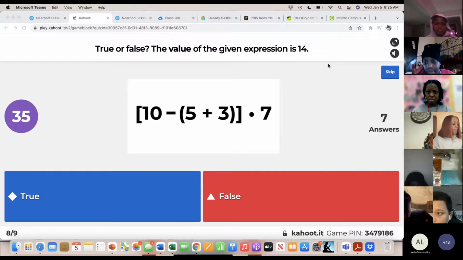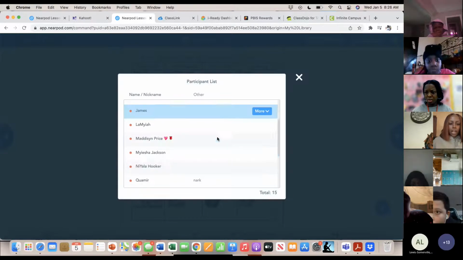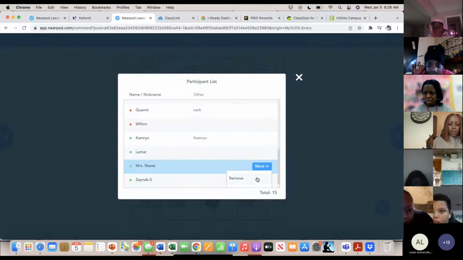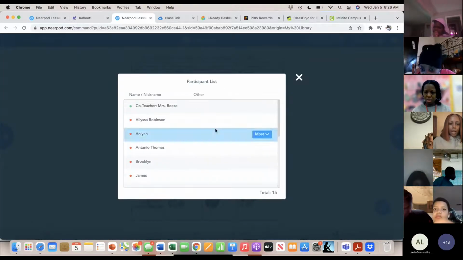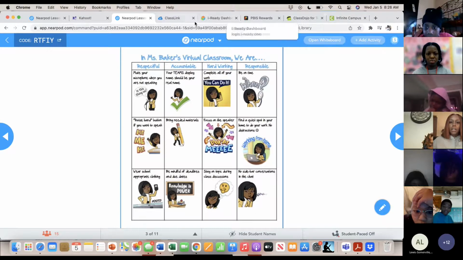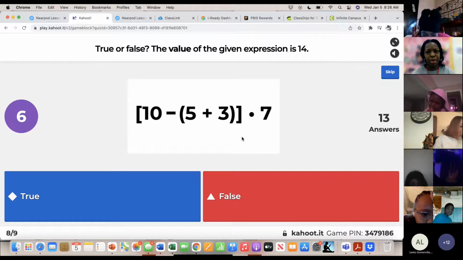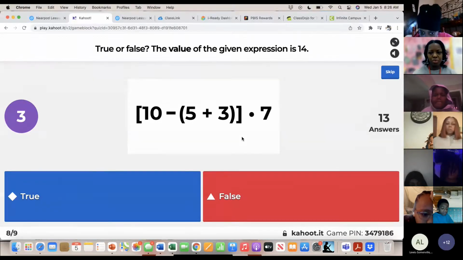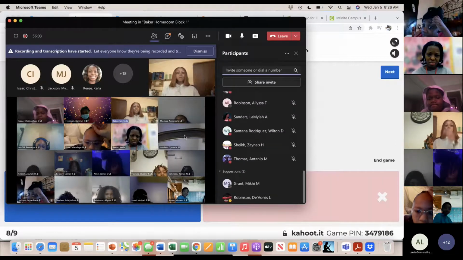Also, make sure you're in the Nearpod, because right after this, and Miss Reese, can you drop the Nearpod code one more time? Let me make sure that I got you as a co-teacher. I see I have 14 students in the Nearpod, so about 6 of you all need to get in. And also, guys, make sure your camera stays on, okay? Y'all saw Ms. Wallace come in the chat to say hey to y'all. Those y'all should be popping in.